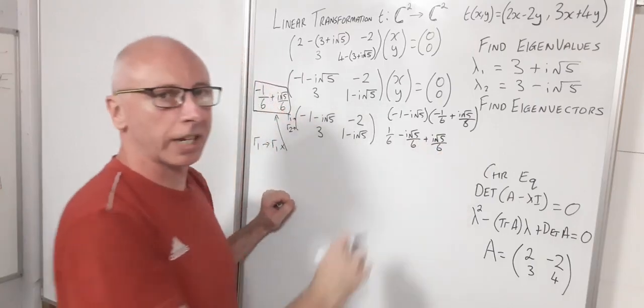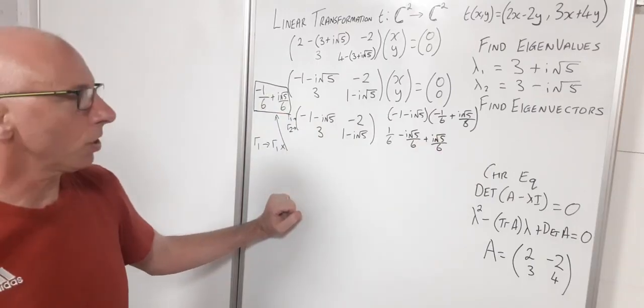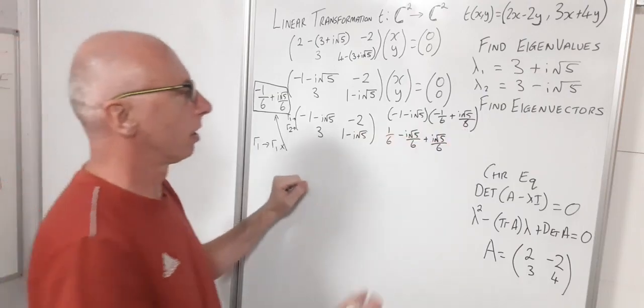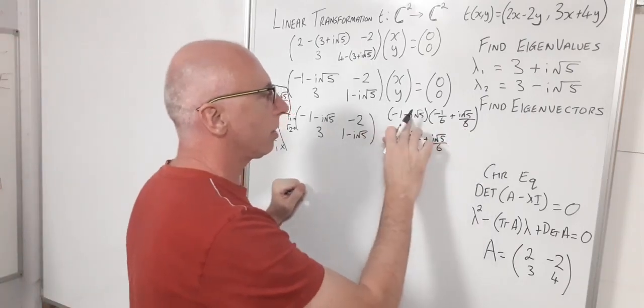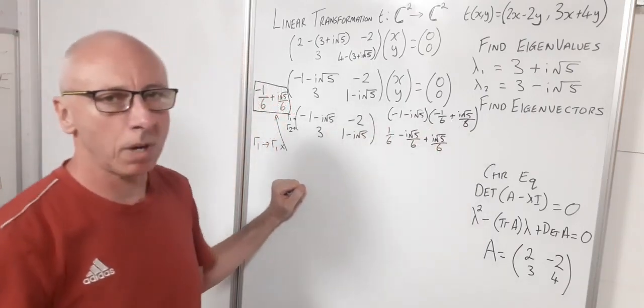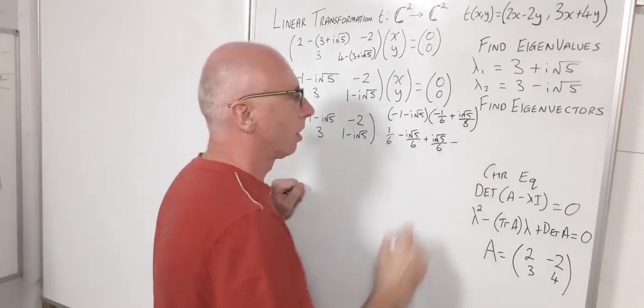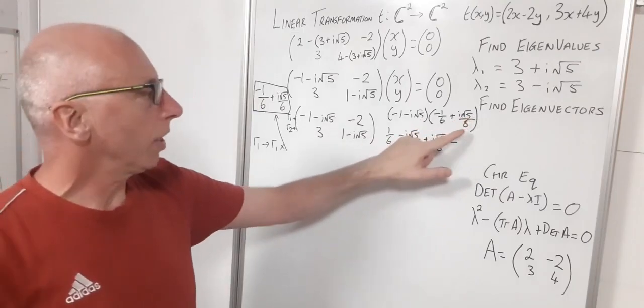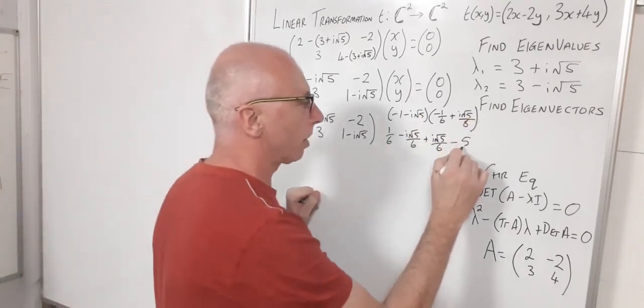And then these two are going to cancel each other out. So that's the first cool thing that's going to happen. And I need to multiply these two complex parts. So minus and a plus. So I've got a minus there for the moment. Root 5 times root 5 is 5. Divided by 6 is 5 over 6.